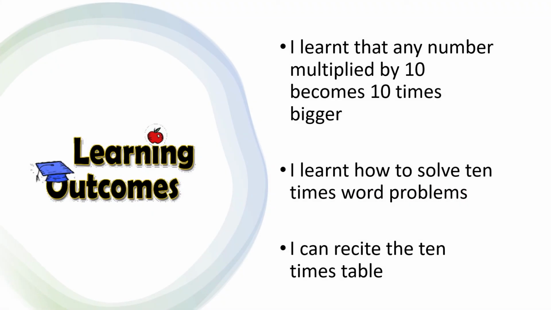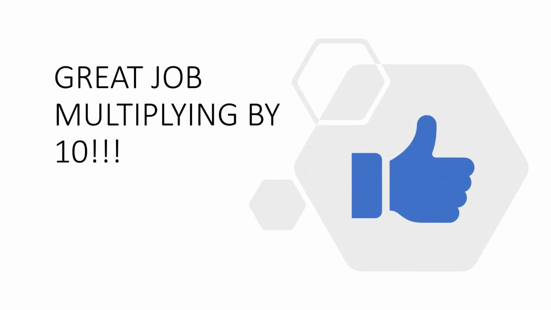Now, what have we learned today? We learned that any number multiplied by 10 becomes 10 times bigger. We've also seen how to solve 10 times word problems, just like the one we just did now. And we can recite the 10 times table. Make sure you try to do that recitation immediately after this lesson, okay? It's been a great job multiplying by 10, and it's super easy, yeah? All right, well done, students.